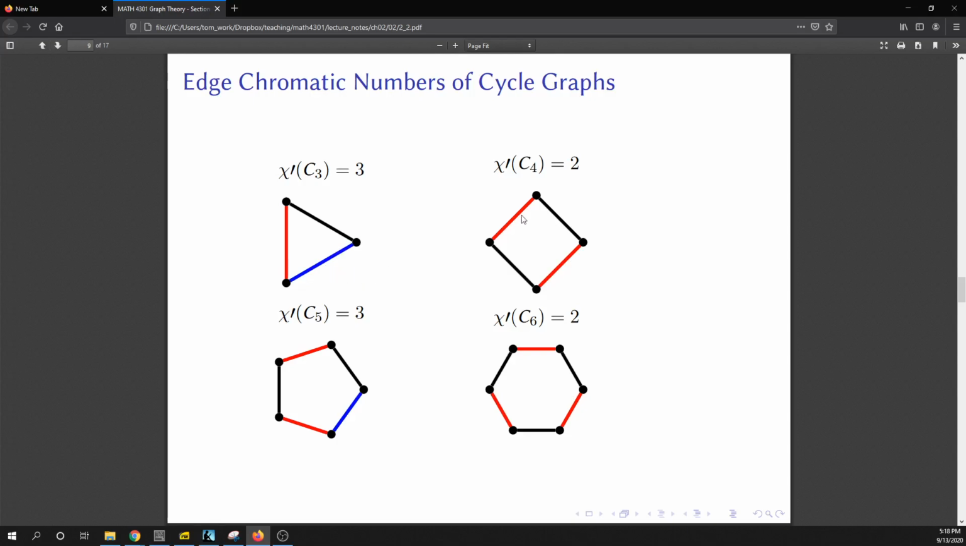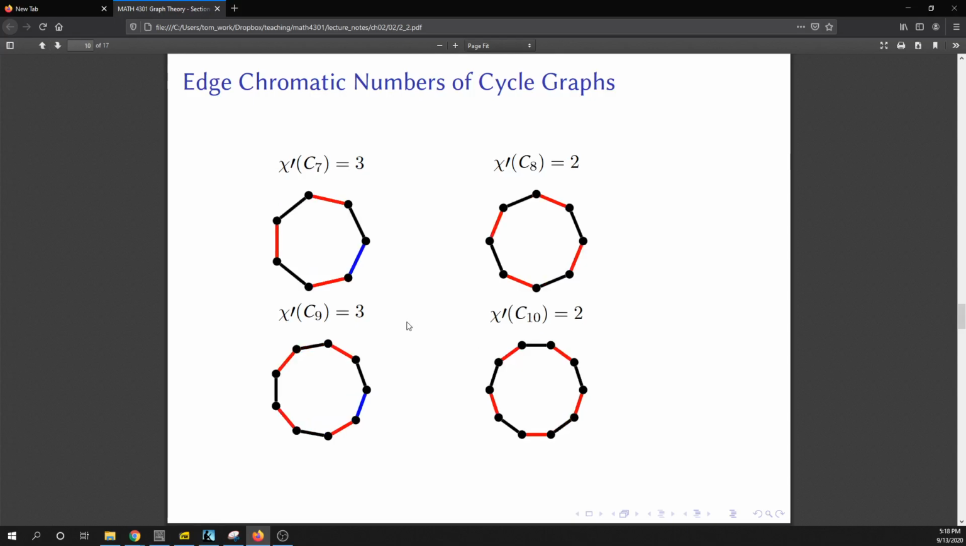All right, with the even lengths, you can just alternate the colors here. Okay, and clearly there's no way you're going to be able to do this with one color either. And so that same pattern holds up for all of the cycles here. So the odd length ones have edge chromatic number 3. The even length ones have edge chromatic number 2.